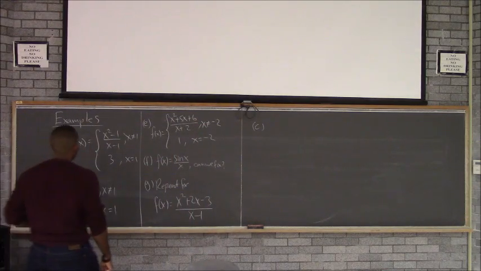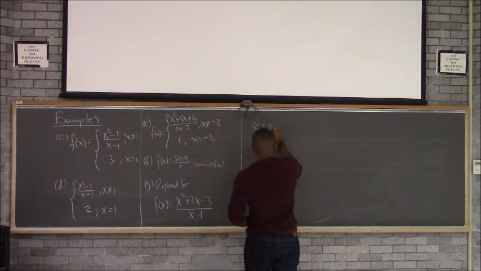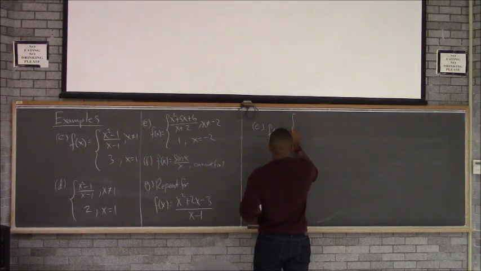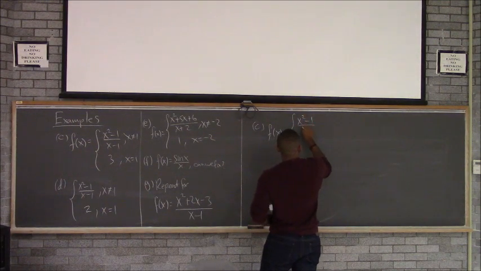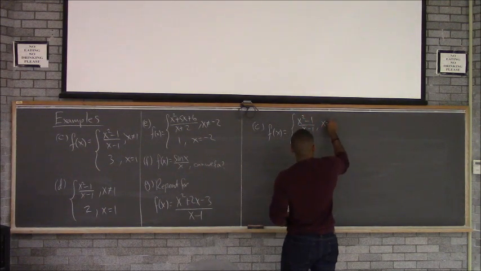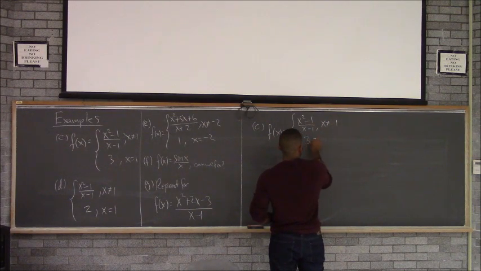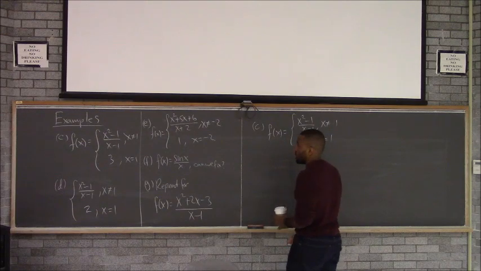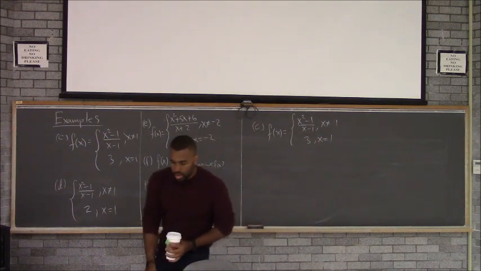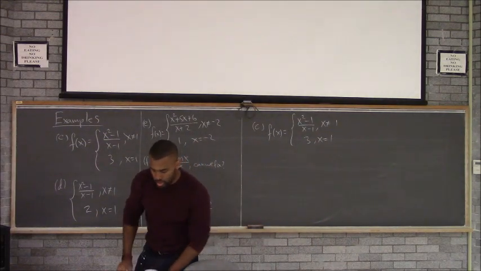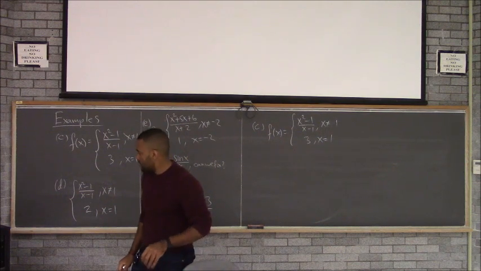So f of x equals x squared minus 1 over x minus 1, if x is not equal to 1, and it's equal to 3 if x equals 1. Someone walk me through how they figured out where this is continuous. Where is that continuous?